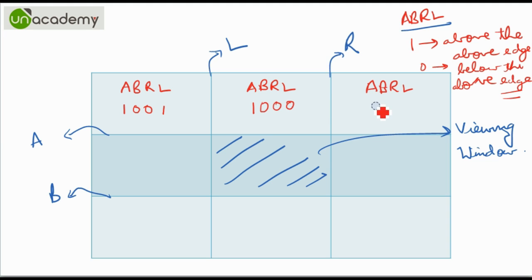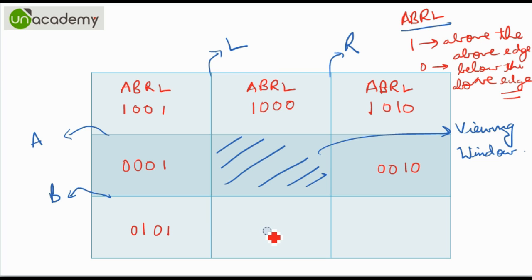For this one, it is above, it is at right, it is not below, it is not left. For this one, it is at the left of the left edge, it is not above, not below, not right. For this one, it is at the right of the right edge, not left, not above, not below. For this one, this is below, not above, at the left, and not right.